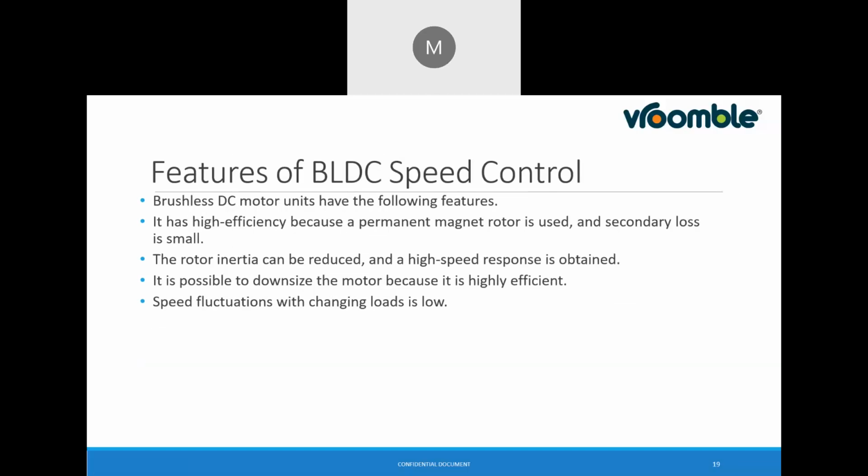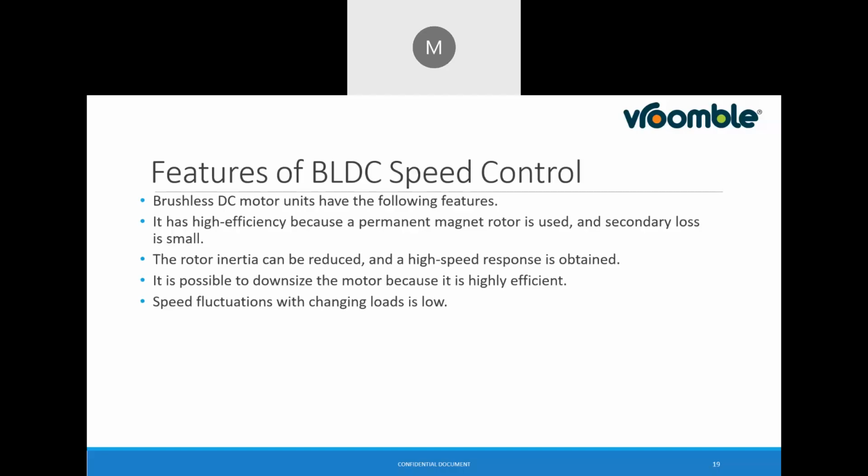Now, what is the feature, or you can say basically the advantage? Brushless DC motor units have high efficiency because of the permanent magnet motor. Permanent magnets are used on the rotor, and the secondary losses are less. Basically, there are no windings on the rotor side, so there will be less resistance.